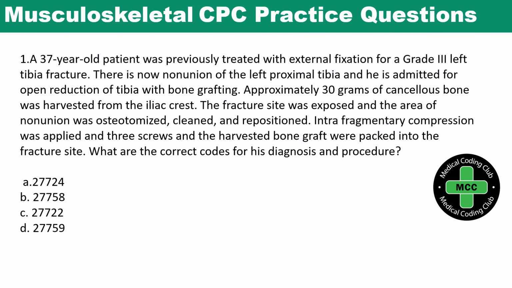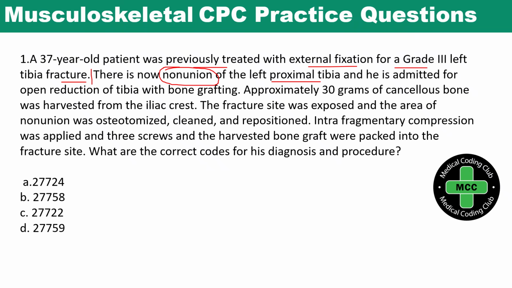A 37-year-old patient was previously treated with an external fixation of grade 3 left tibia fracture. So patient is already being treated for tibia fracture and it was grade 3. So grade 3 refers to open fracture and with a severe soft tissue injury. Okay. So now next what happened? There is now non-union of the left proximal tibia. So patient currently having non-union of left proximal tibia. What is non-union? Non-union refers to within the time frame the broken bone has failed to heal. Okay, so that is when we consider it as non-union.